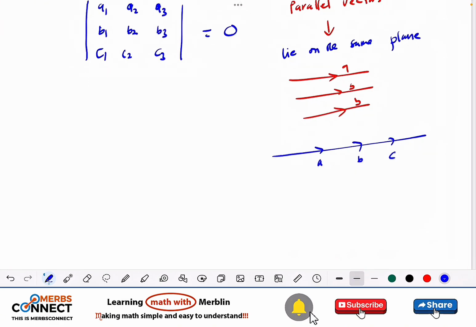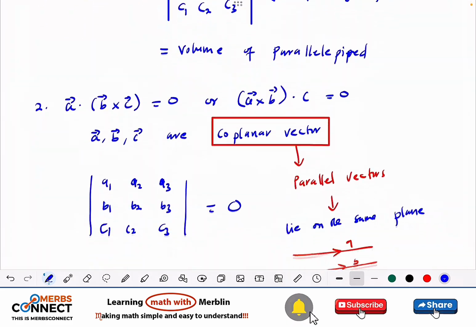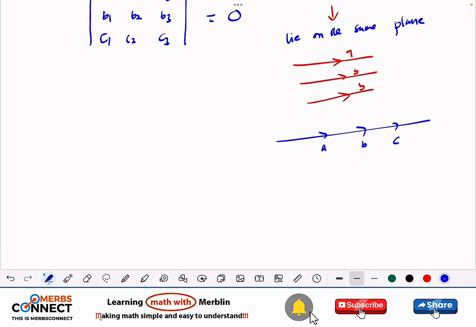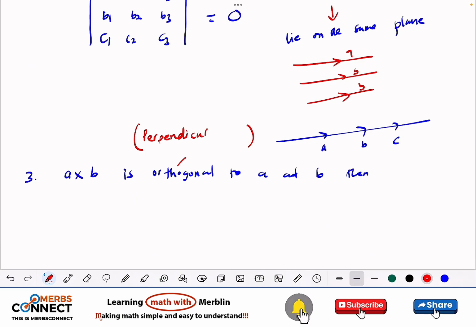Right. Good. Another property that we can learn from here, so this is the second, this is the third one. Another one that we can learn from here is if A cross B is orthogonal, right? I think I've made mention of orthogonal before. So when you say orthogonal to A and B, we said orthogonal is the same as what? Okay, you are right. What you said is right. Perpendicular, right? So if you don't see perpendicular and you see orthogonal, they are the same thing.